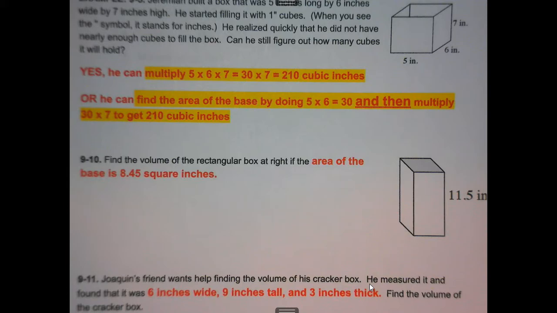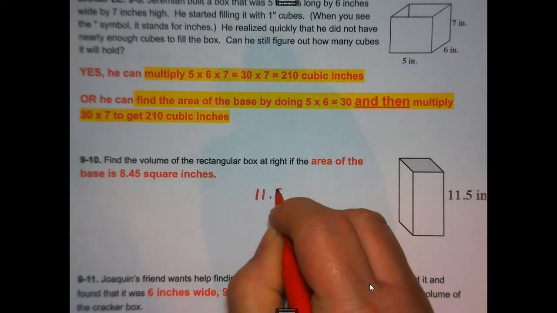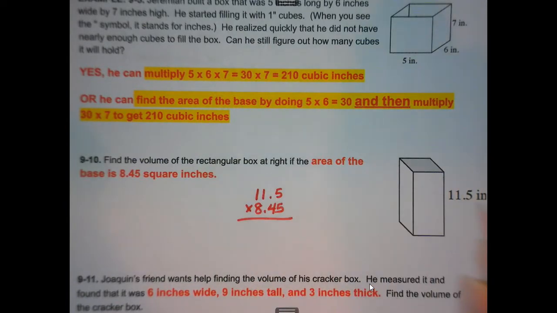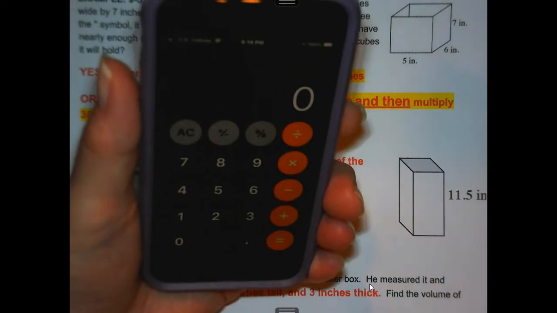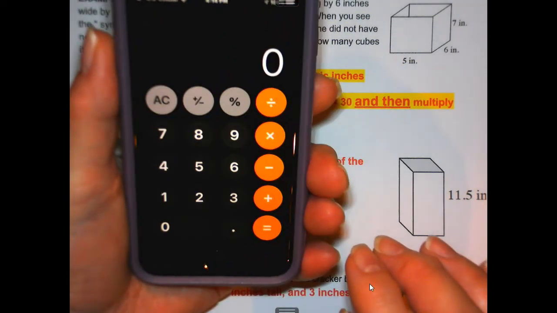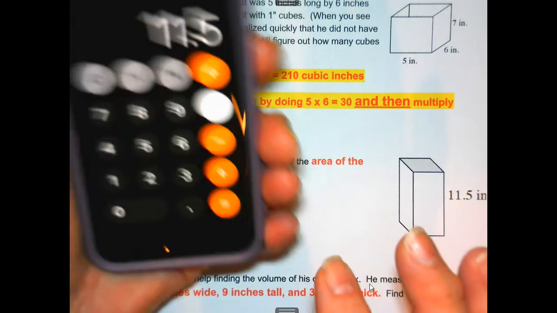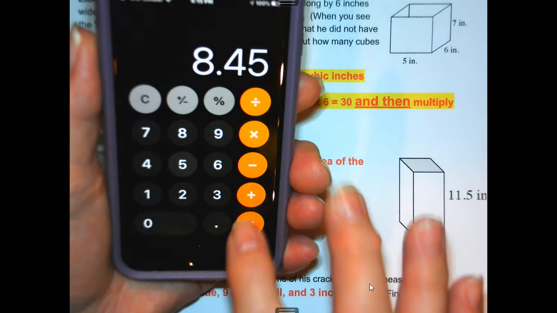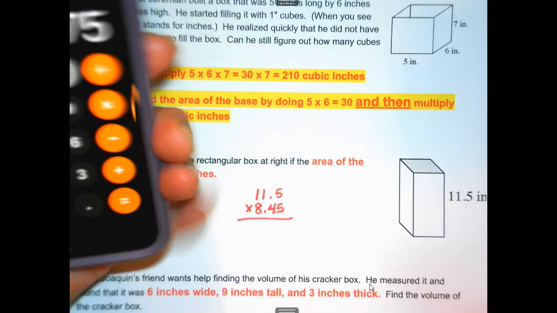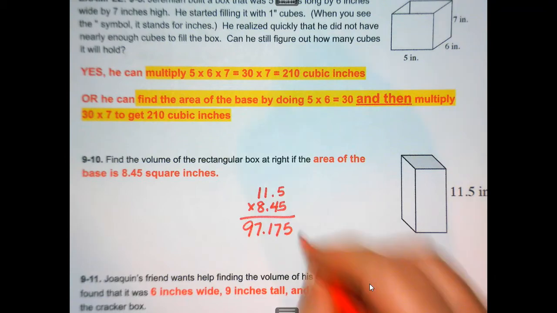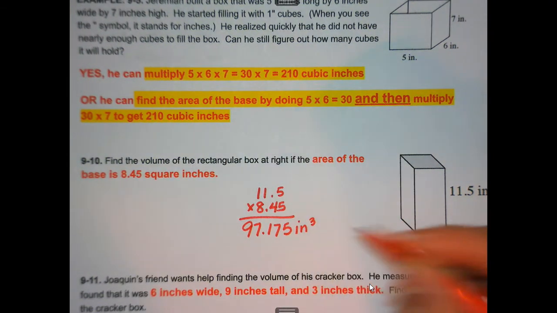Now, we have a calculator here because one of the things that we like to do is use our time efficiently when we are together. And in order to do the multiplication with a calculator, I have cleared my calculator and I can put in 11.5 times 8.45. And that gives me 97.175. And I need to label that inches cubed.